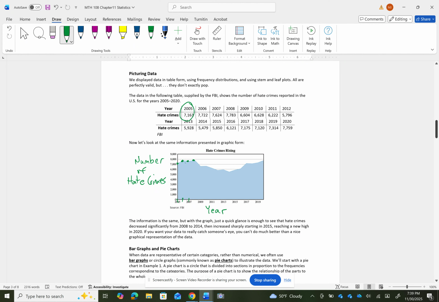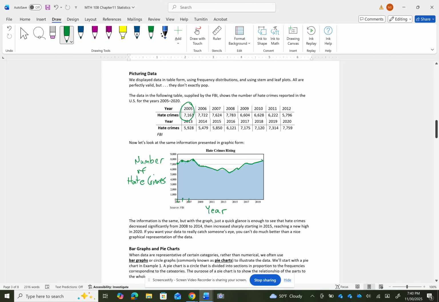If you're doing it by hand, you do your best to estimate where those points would be, and you keep that up until you get all the points plotted, and then they basically just connect them to create this picture. And then once they connect them, they shade underneath, because that allows you to focus on the trend that you see happening there.